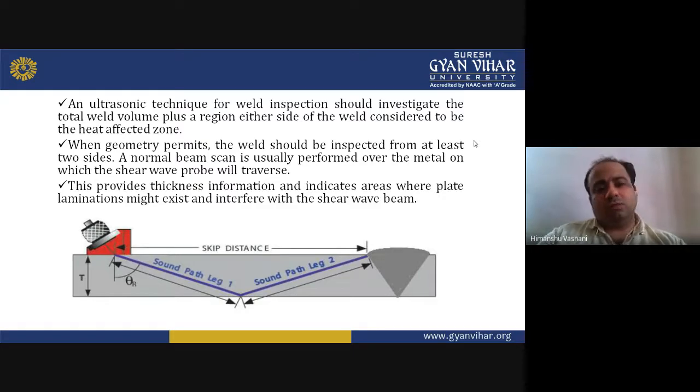Now, when geometry permits, the weld should be inspected from at least two sides. A normal beam scan is usually performed over the metal on which the shear wave probe will traverse. So this provides thickness information and indicates areas where plate laminations might exist and interfere with the shear wave beam.